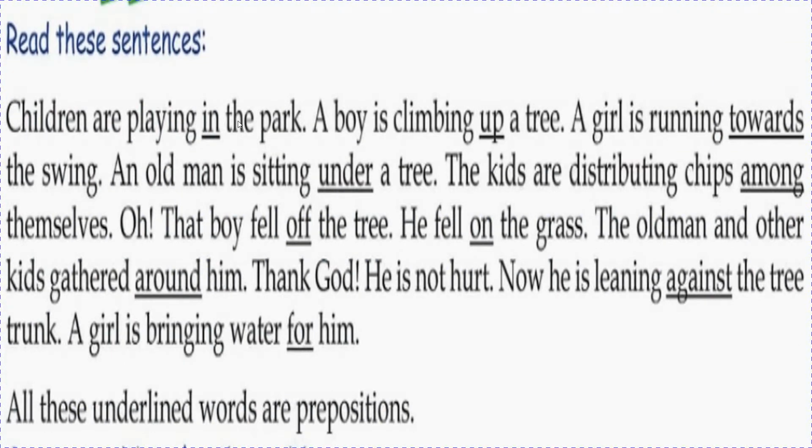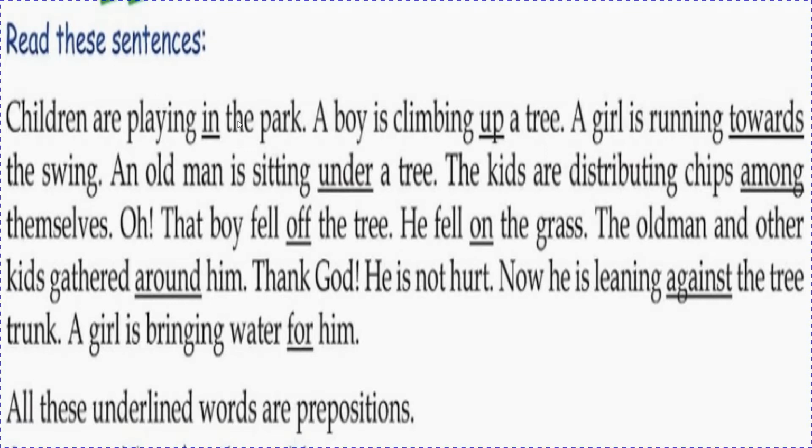Let's read these sentences now. Children are playing in the park. Children, in is used for an enclosed area. And here in the first sentence we can see that in is used to show a relation between children and park. So when any word is used to show a relation between a noun or pronoun and another word in a sentence, it is called a preposition.